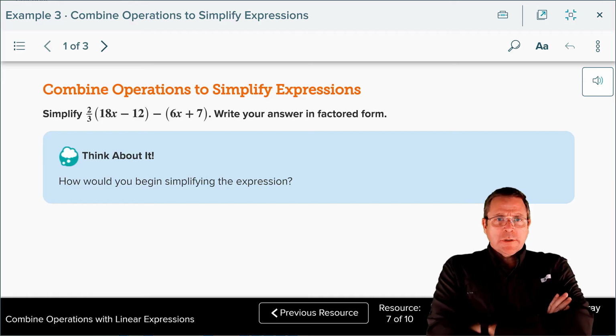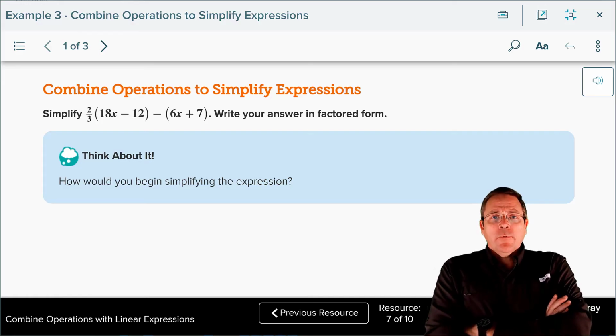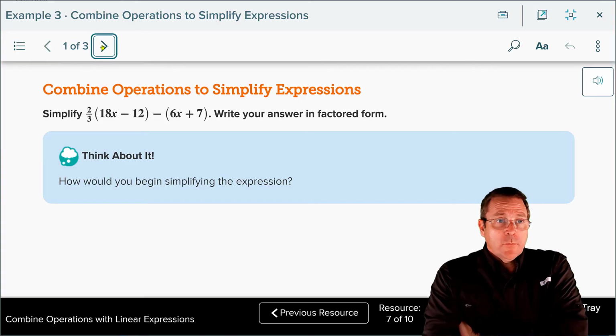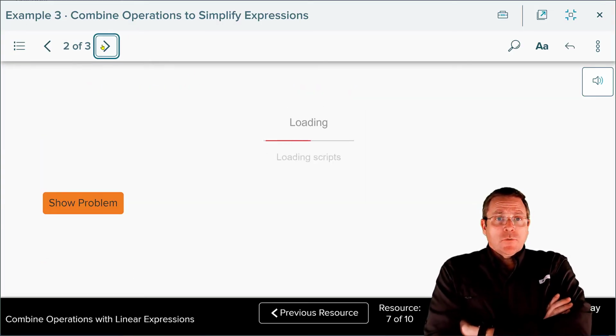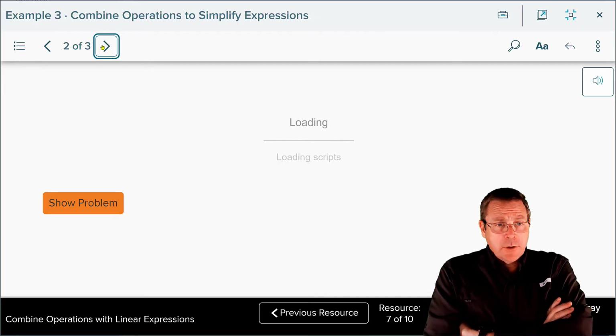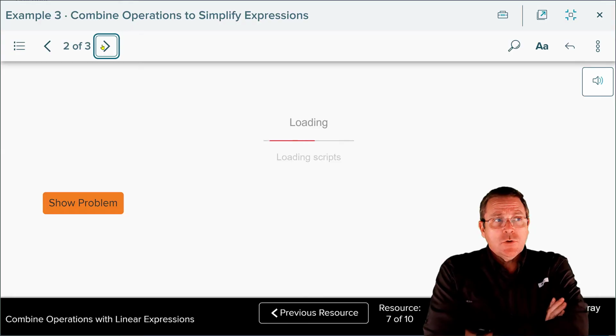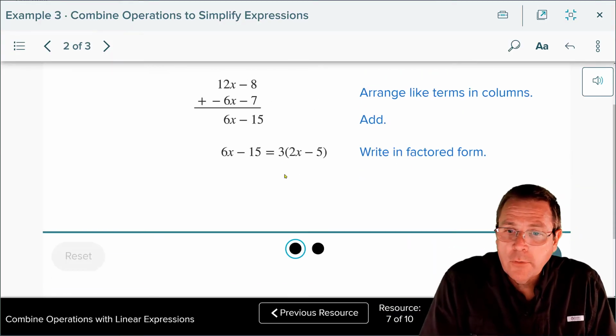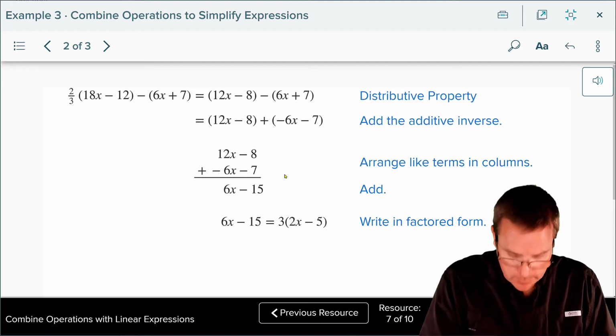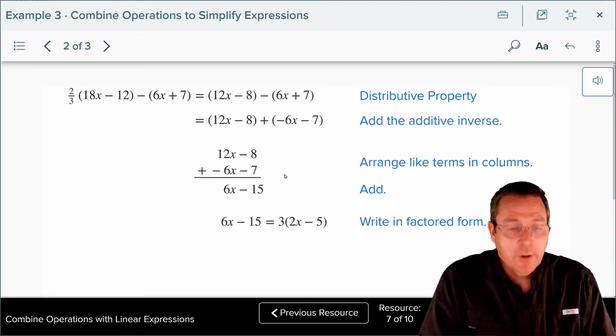So how about this humdinger? That looks like a big problem, and it wants us to do it in factored form, which means we're going to have to put a little more work into it than we did the last one. You're going to start this one off just like you've been starting off everything else we've been doing, using your distributive property. Whoa, look at that. Did they really just do all that at one time? Okay, let's slow this sucker down, and I'm going to work it by hand for you.